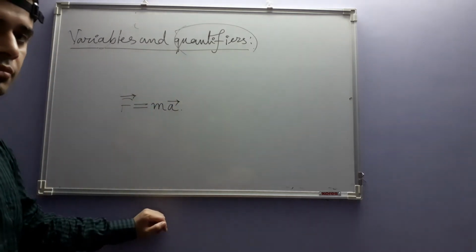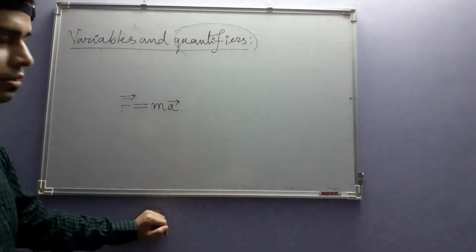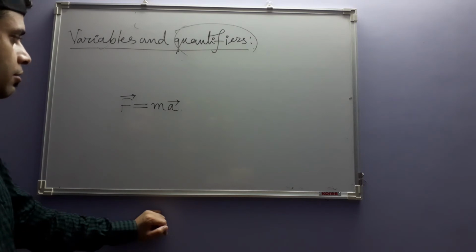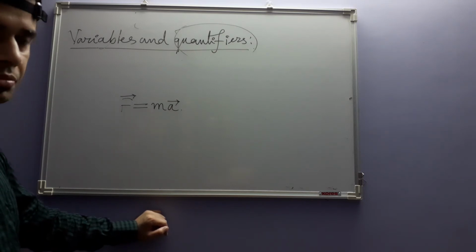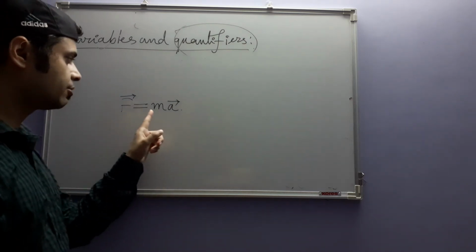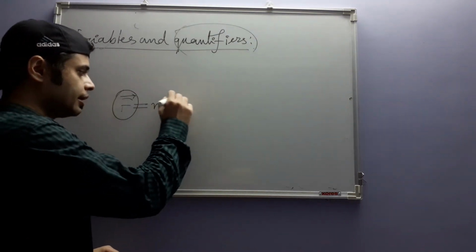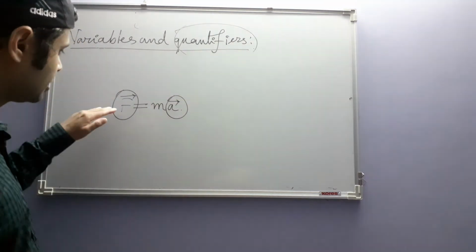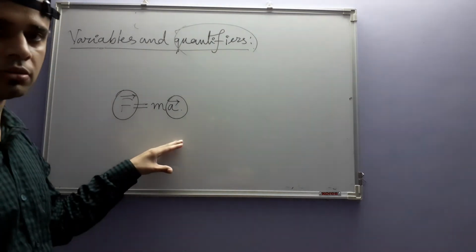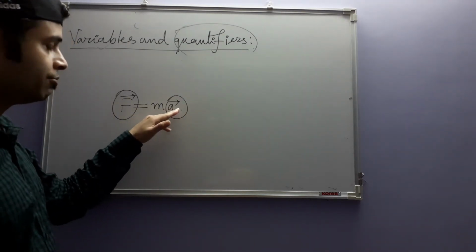Look at this. You are almost surely familiar with Newton's second law of motion for an object of mass m, where the mass is not changing. F is the force acting on that object and a is the acceleration of that object. Here F and a are vectors, and you can see that they are variables. I am not writing some specific value of the vector. Okay, so this is a statement involving a vector variable.